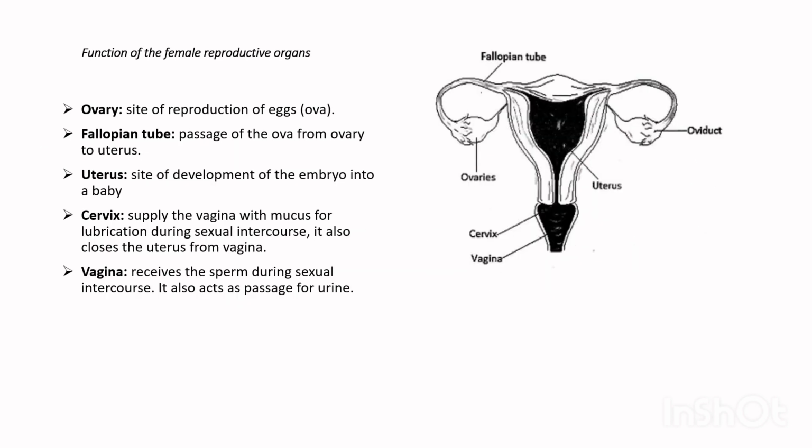So in this unit, we now look at a different thing, which is the function of the female reproductive organ. We start with the ovaries. What is the function of the ovaries? The function of the ovaries is that it is the site of production of eggs. That's where eggs are produced. So eggs are produced at this point.